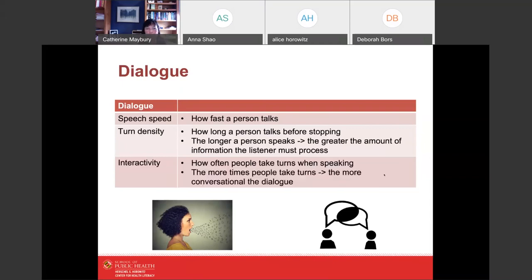And then interactivity is how often people take turns when speaking. The more that you interact, the more you take breaks, the more conversational your language. And when you speak in a conversational tone, you're taking pauses, which allow the listener to process and comprehend what you're saying.